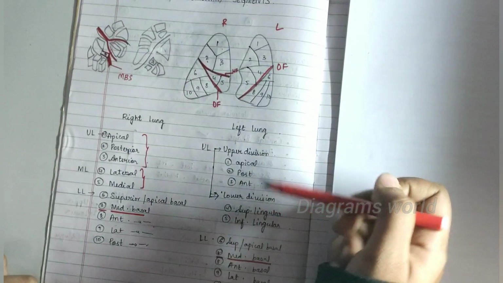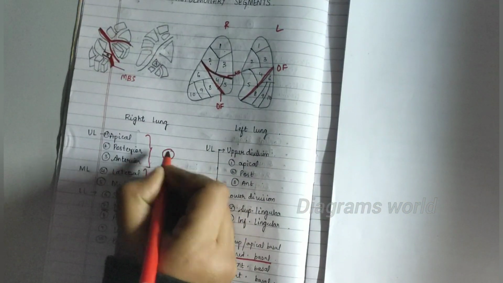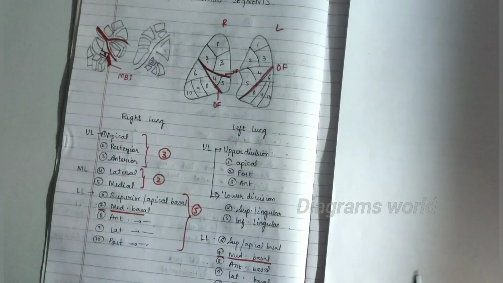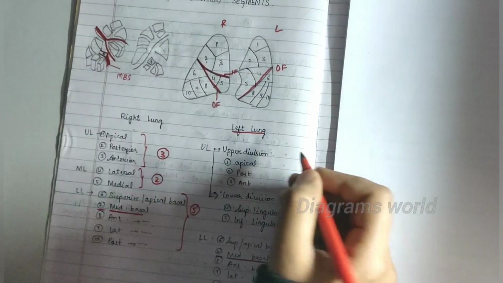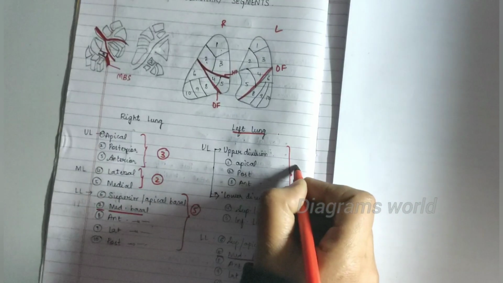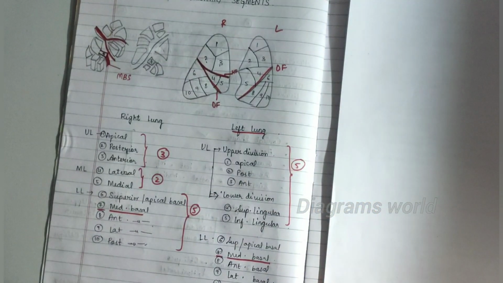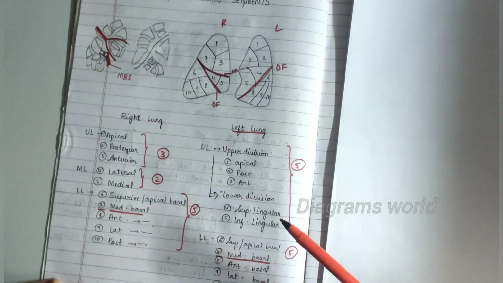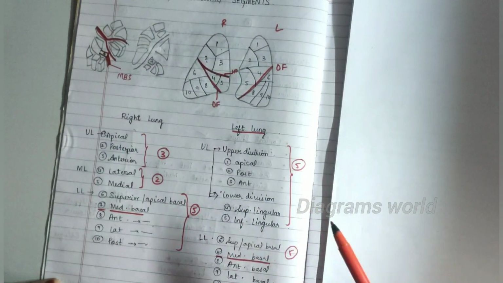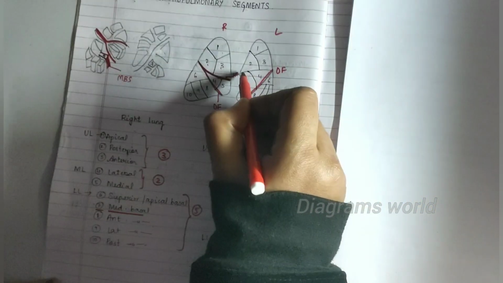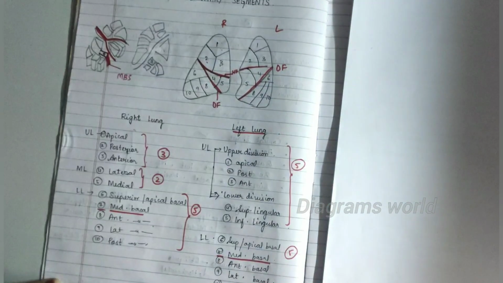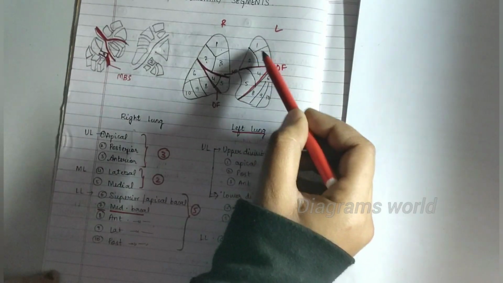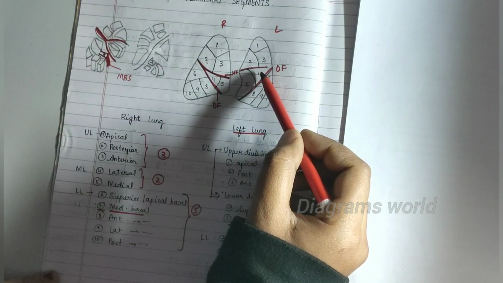Same way in the left lung. In the right lung it is divided as 3 in the upper lobe, 2 in the middle lobe and 5 in the lower lobe. For the left lung it is easy: 5 in the upper lobe and 5 in the lower lobe. Now there is one more division. In the upper lobe we don't have any fissure, but we divide it into two divisions: the upper division and the lower division of the upper lobe.